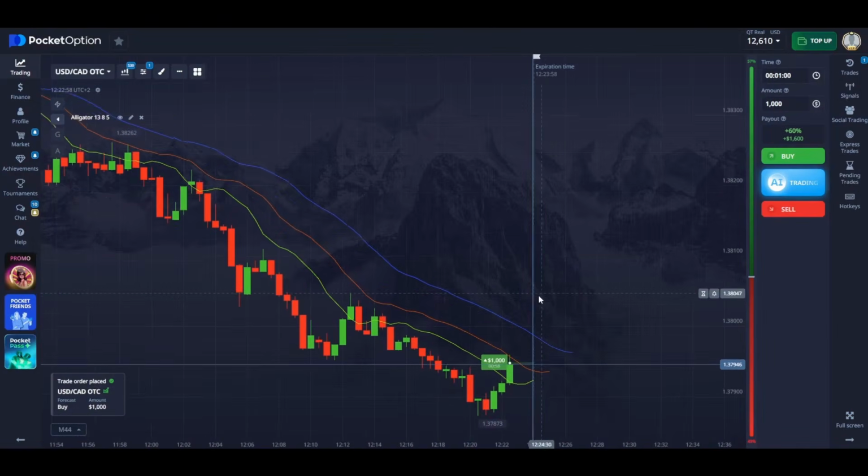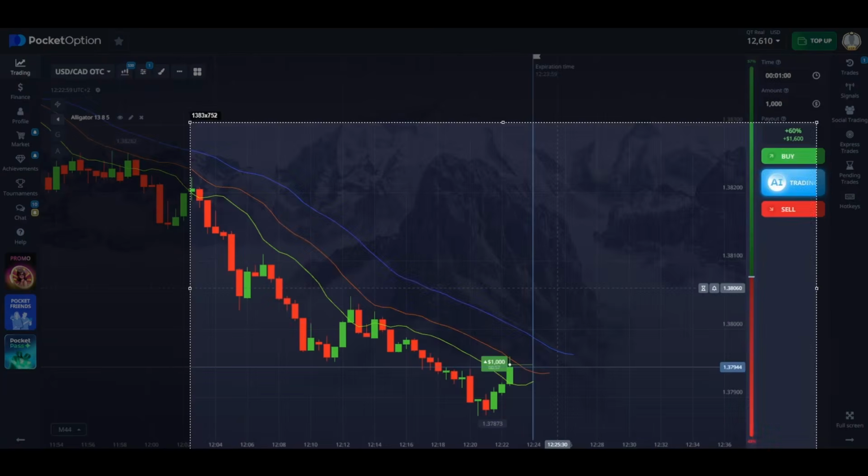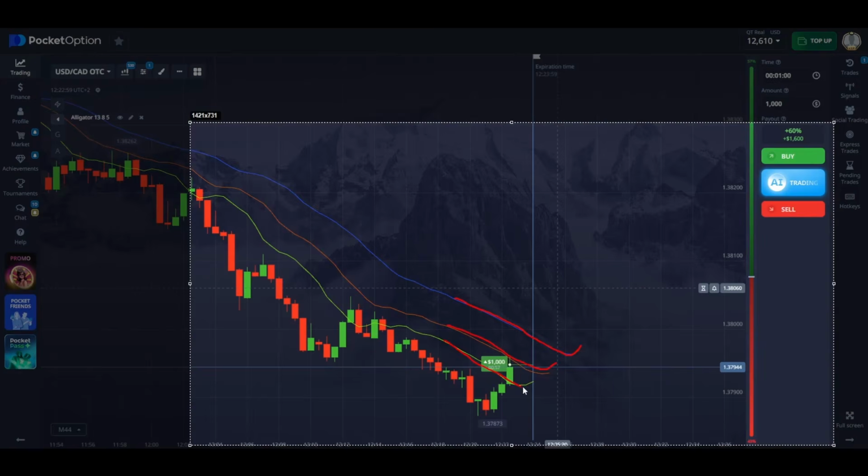And here's a situation for an upward move. Look, the alligator's jaws are open and starting to point upward. See, the alligator's jaws are open and facing up. The price is between the red and green lines, which means we have a good entry point for an upward trade.